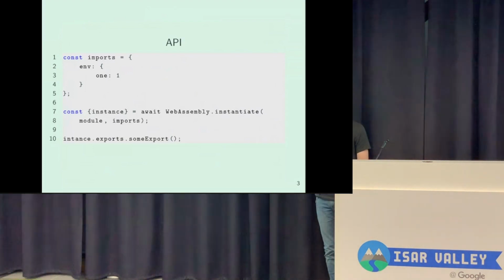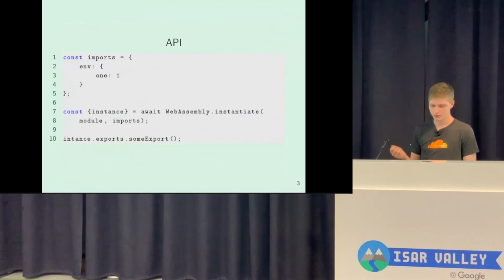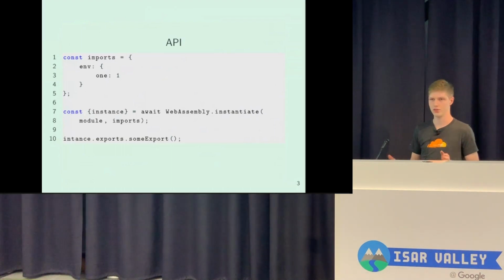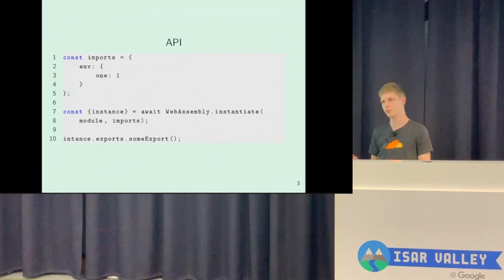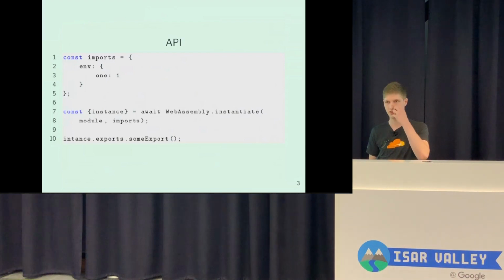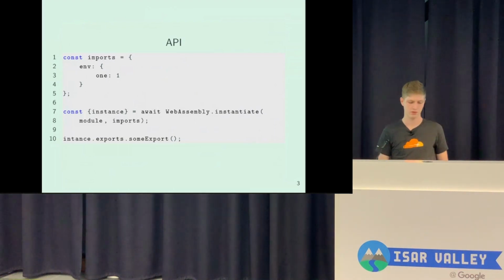So imagine the module, you get this from somewhere. You pass the import object, and the JavaScript engine will take this and instantiate the WebAssembly module, passing the imports. Once this is done, line 10, you get the exports back. So a WebAssembly module can expose functions, can expose values. This is where you can get them. That's very basic.